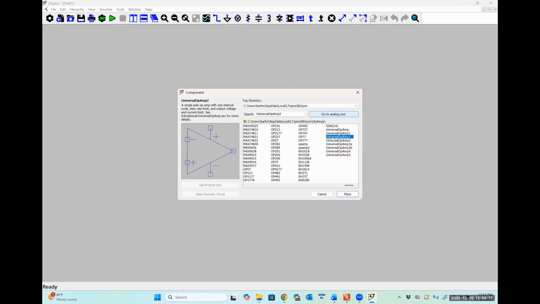Universal op amp 2 is a single pole op amp with one internal node. It has limitations on the slew rate, which is how fast the output can change when the input signal is changing. It has an output voltage and current limit. So this is the one that we're probably going to use. But the later stages are essentially just universal op amp 2, except that you can parameterize more different things, right? So I'm going to click on universal op amp 2.